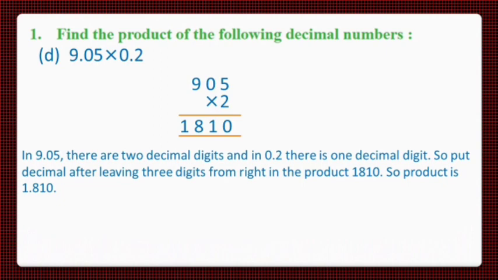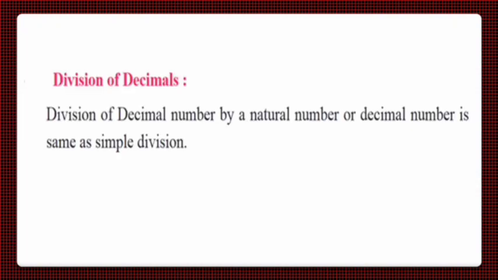So in value 1810 on placing decimal point from right to left by leaving 3 digits will give us the product 1.810. So the answer is 1.810. Next is the division of decimals.